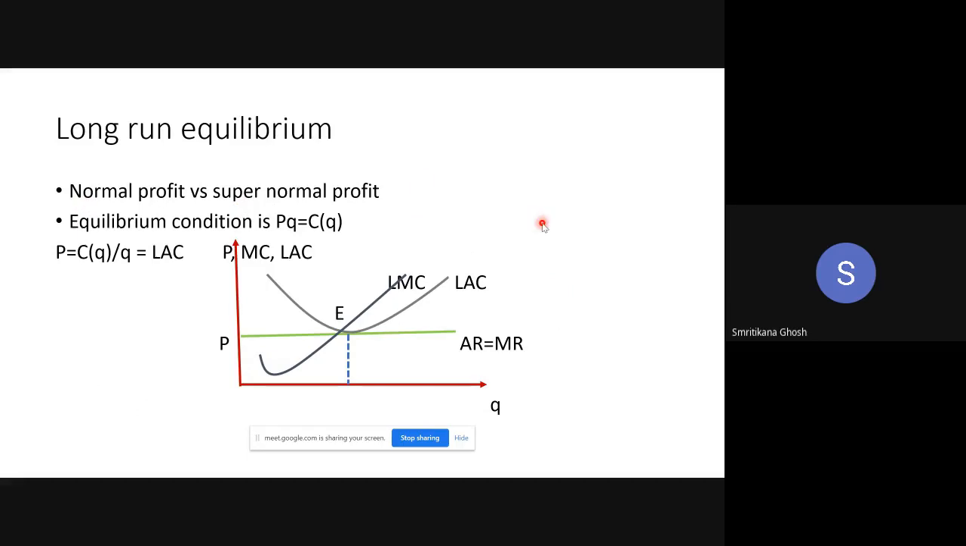The first condition is same as before, that is AR is equal to MR is equal to P is equal to MC. This is there. MC is upward rising. This is also there. Otherwise, you will not get the stable one. And the additional one at equilibrium, AC should equal to AR. Okay. So this is the long run equilibrium. Any question? No.